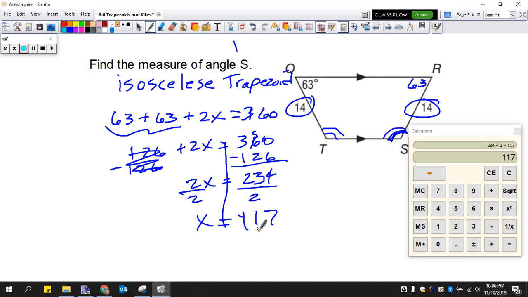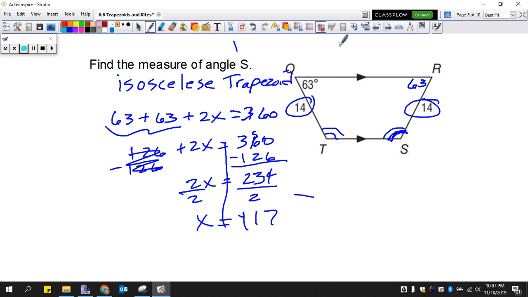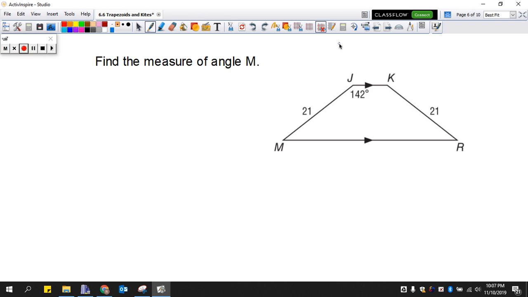If we just wanted to double check, we could say 117 plus 117 plus 63 plus 63 is equal to, indeed, 360 degrees. All right, next example says find the measure of angle M. So M is right down here.